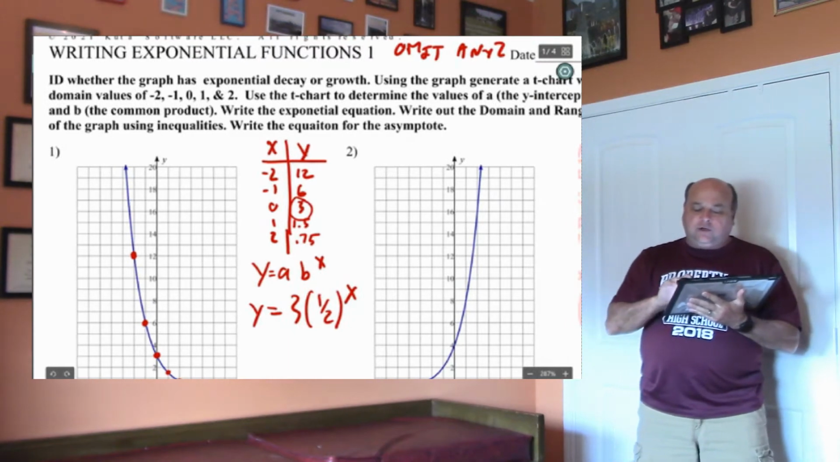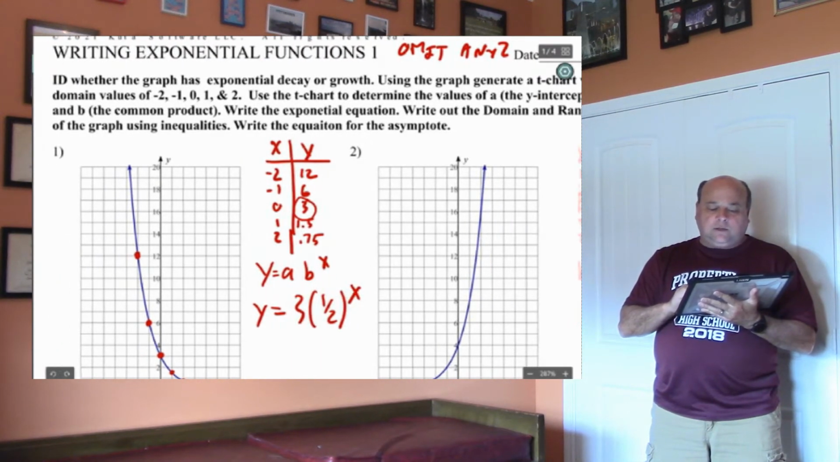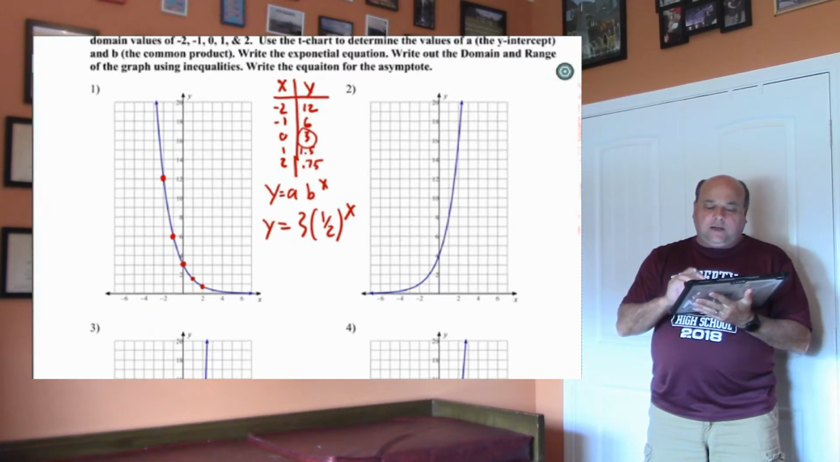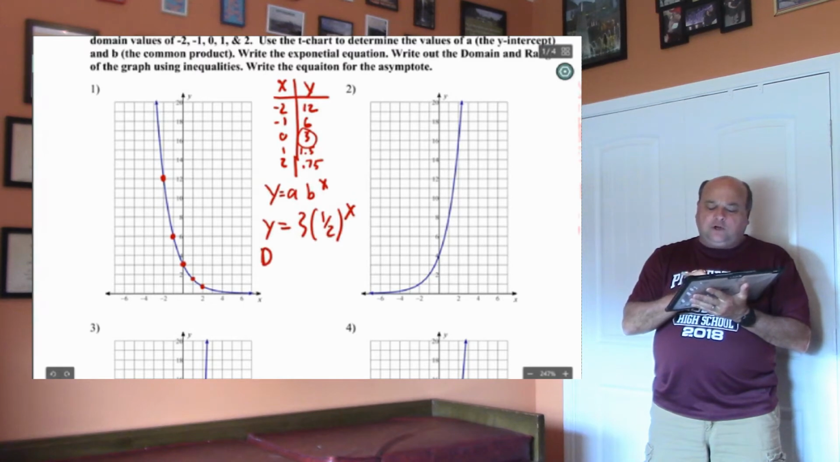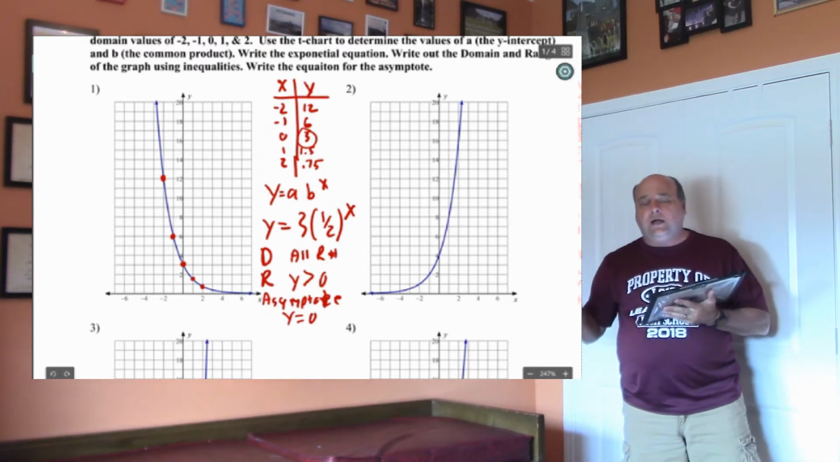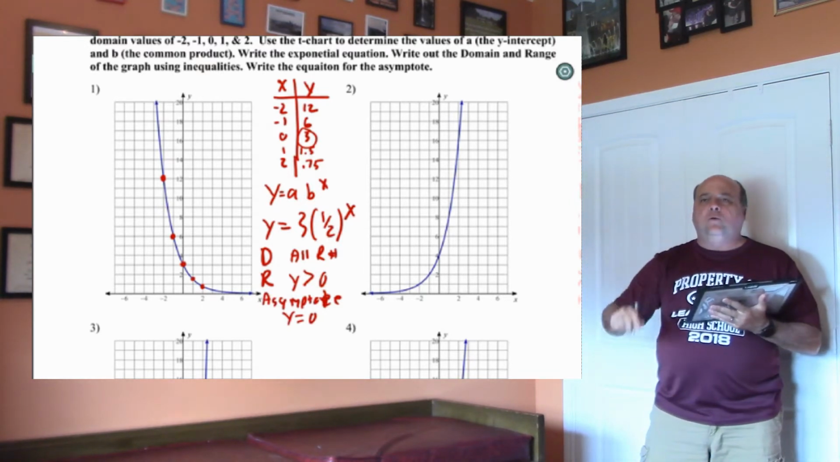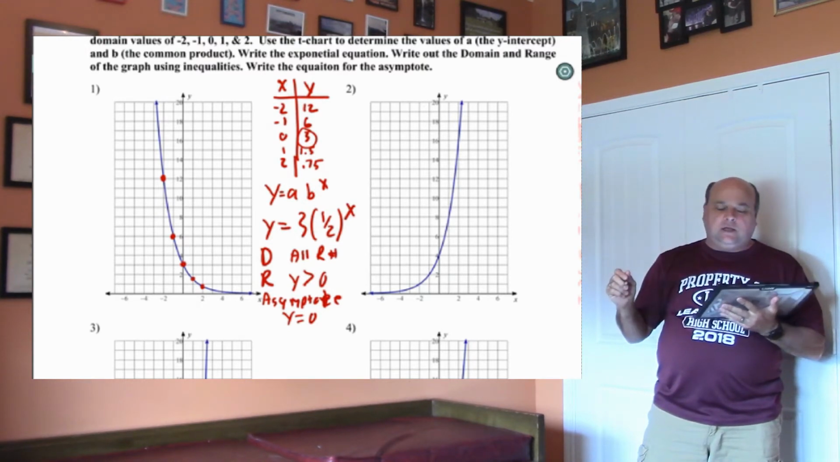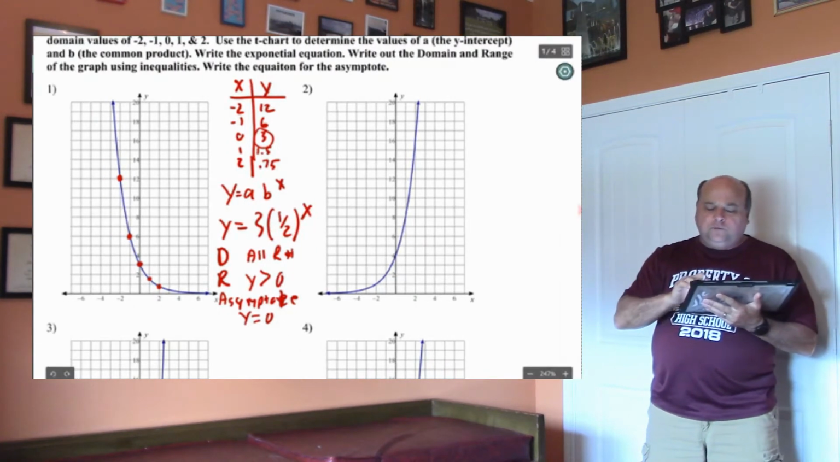Okay? Use the t-chart to find the y values, the y-intercept, the common product, and then write the exponential equation, write out the domain and range, and then the asymptote. So put capital D for domain, put all real numbers, put R for range, and then the range is going to be y greater than 0, and then your asymptote, write this down every time, is going to be y equals 0 or the x-axis, right? So we're going to make that on every single problem, okay? And I'm not going to have you just use the a and the b as the y-intercept and the common product. Let's go to number 2.